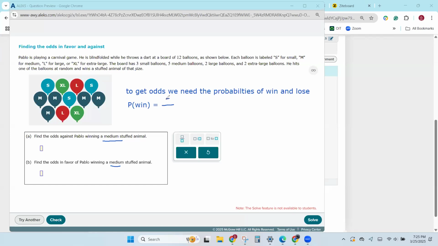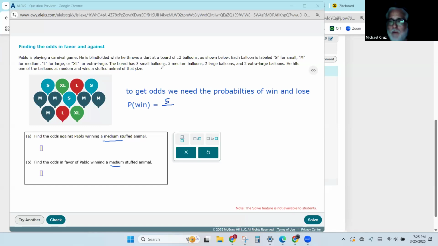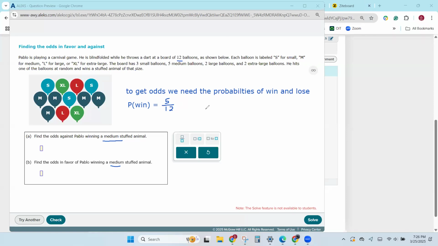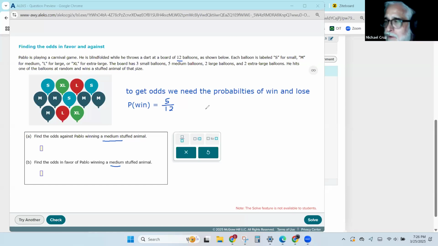5/12. Good, good. 5/12, because there are 5 that are medium and there are 12 balloons total. They give you both those numbers, and you can also see it in the description. Now, can this be simplified any? No, there's no common factor between 5 and 12.